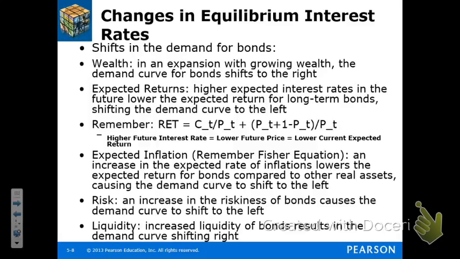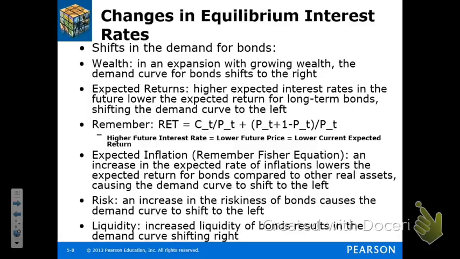So anytime wealth increases, demand for bonds shifts to the right. Did we cover this in the last class? Okay, very good. But I just want to mention it and make sure that I'm not repeating anything. So whenever there is an increase in wealth, it's going to shift your demand curve to the right, and it will follow from what we have covered.